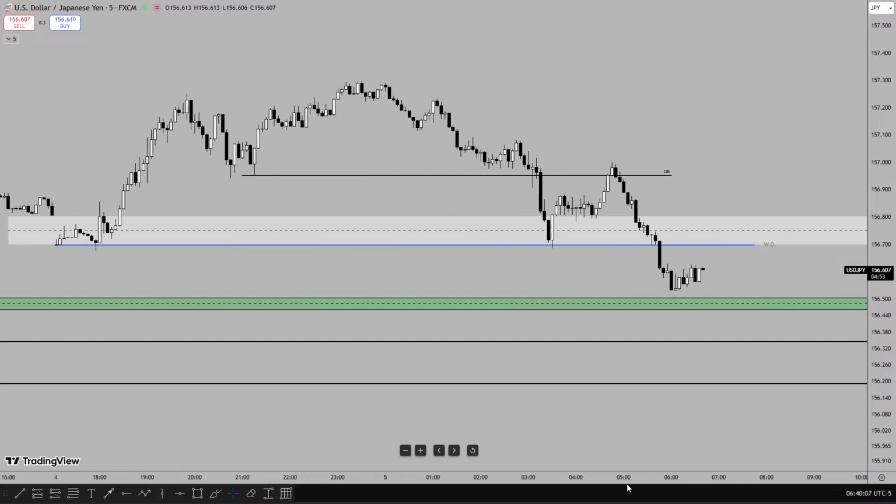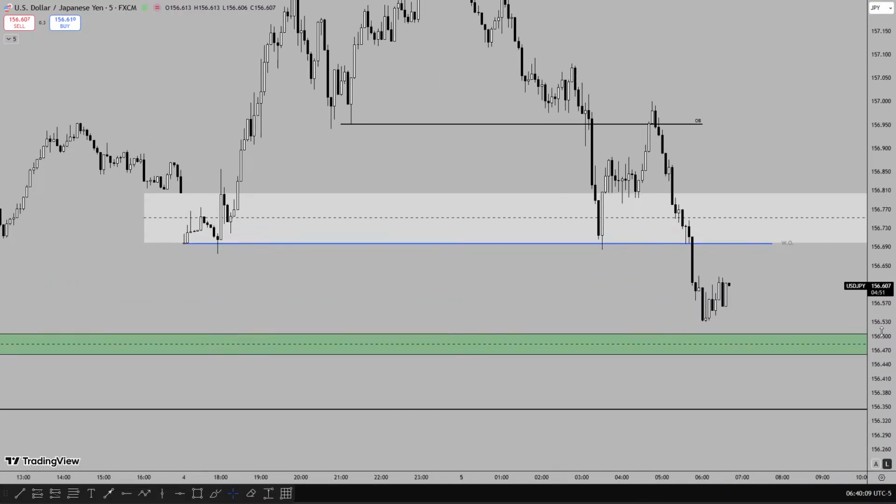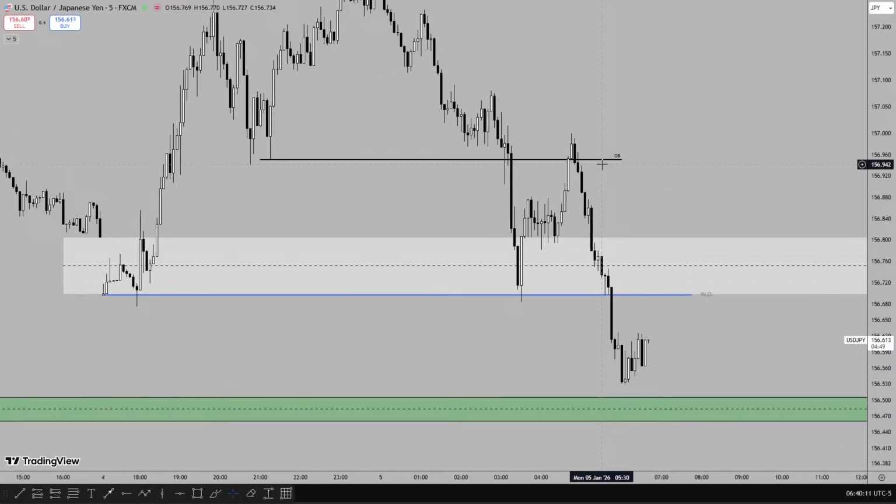On 5 minutes, you can see how price respected the order block. After respecting the order block, it traded lower. Now, because it's a scalping setup, this is how to use the 4 hour, the 1 hour, the 5 minutes, and 1 minute for entry.